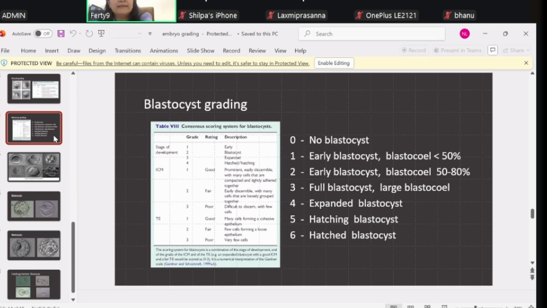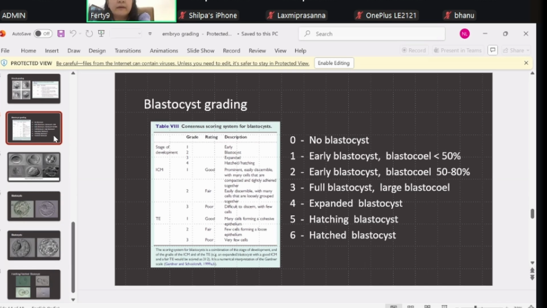Then comes the ICM. We observe it as alphabetical order, ICM and the TE. So first alphabet A or B, C, like that denotes the inner cell mass. Then the next alphabet denotes the trophectoderm. So here ICM grade 1 is good, prominent and easily discernible with many cells. So we give as A grade ICM.